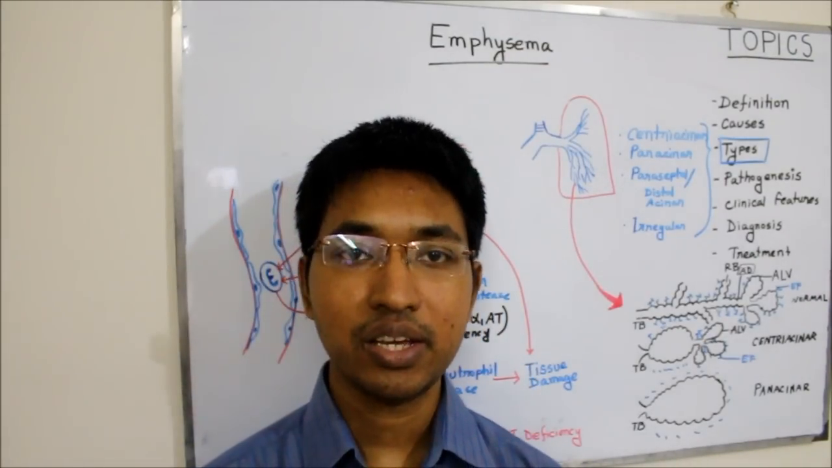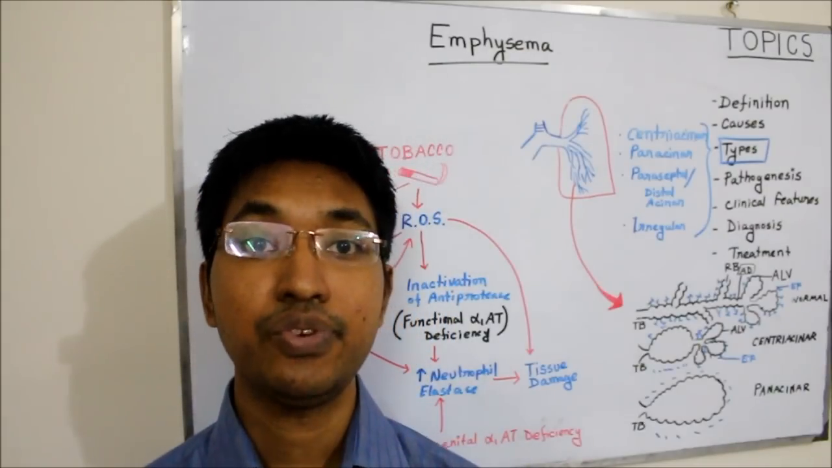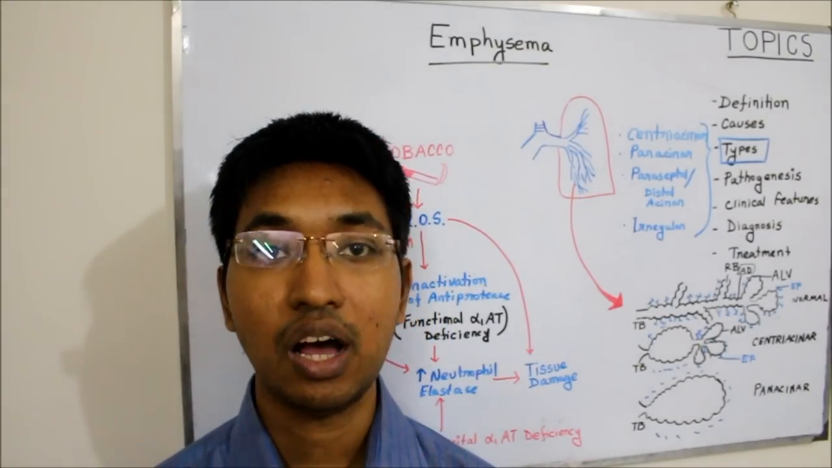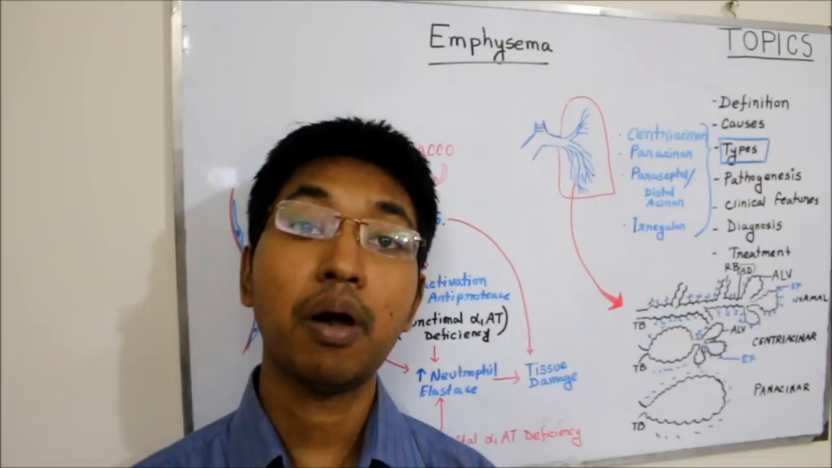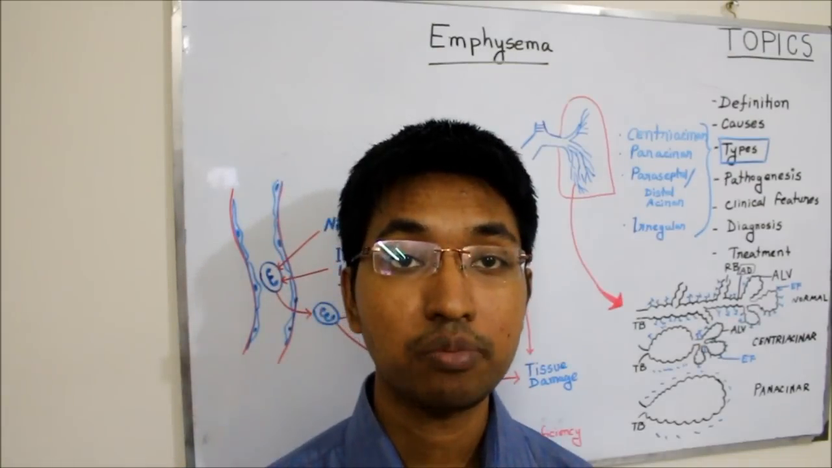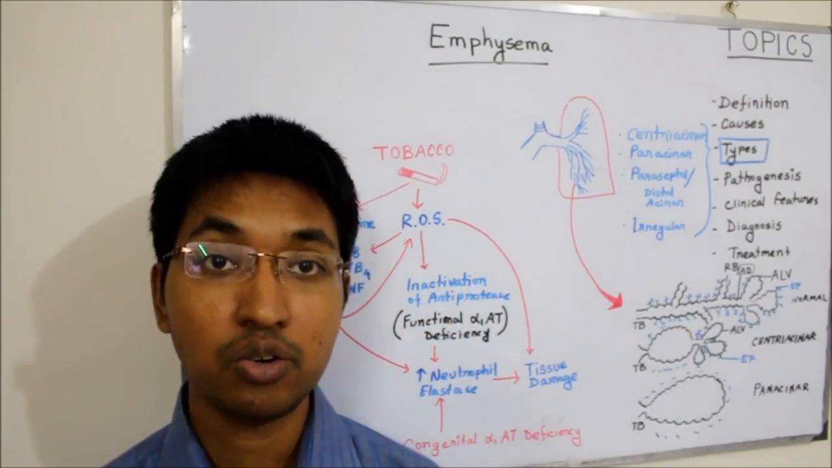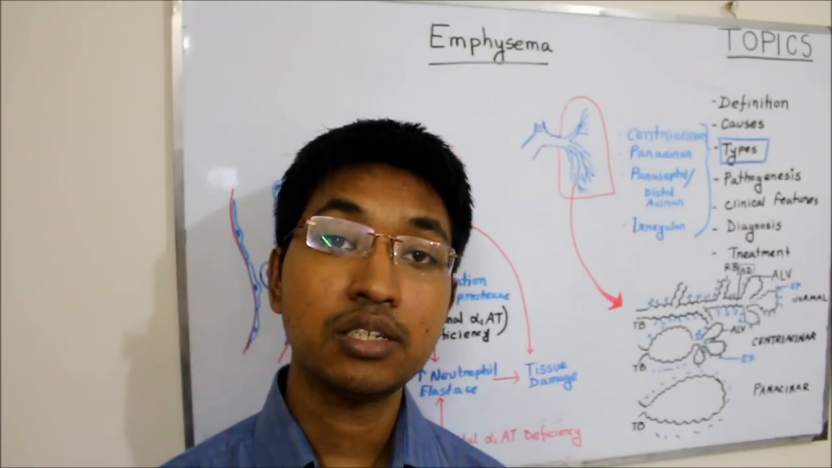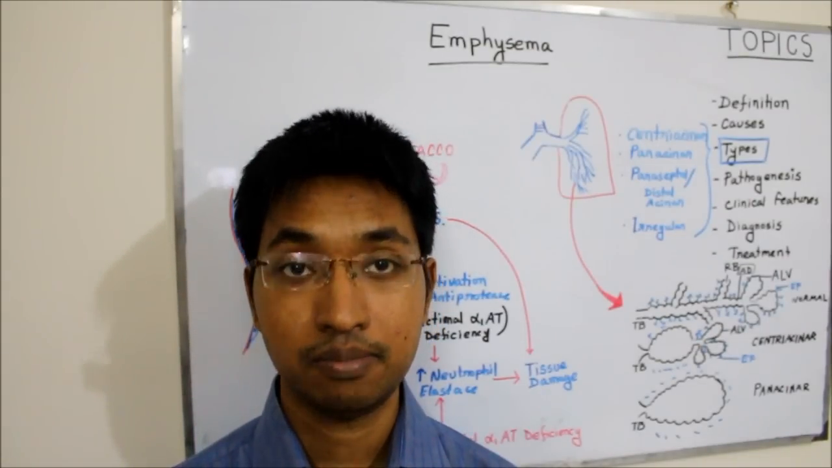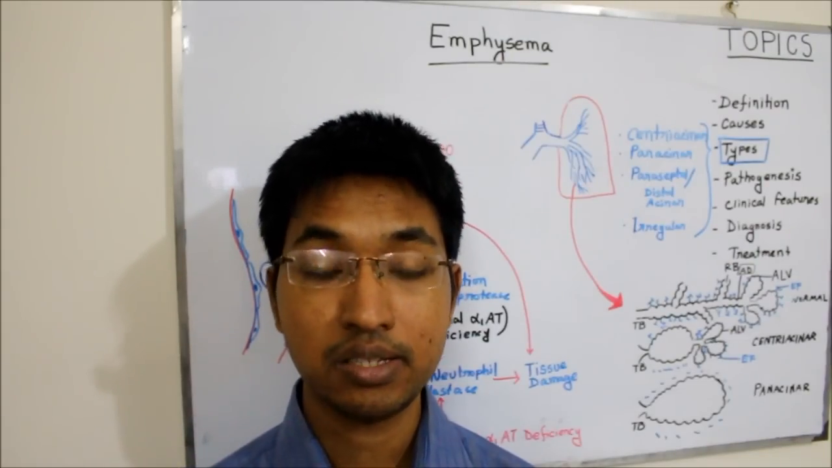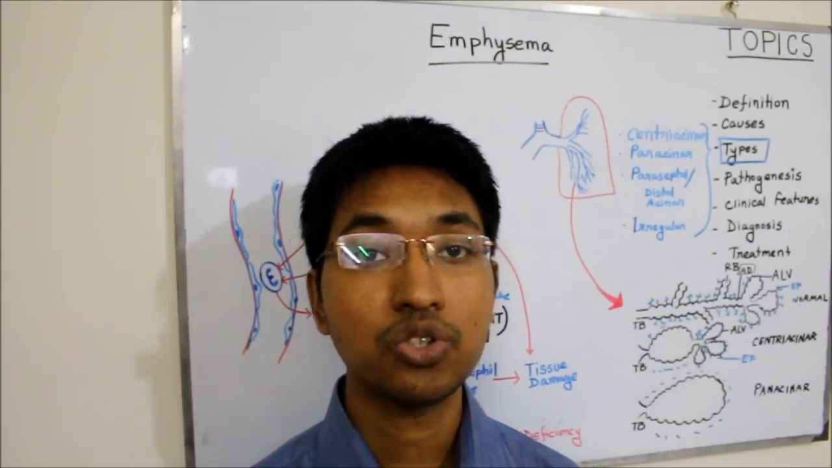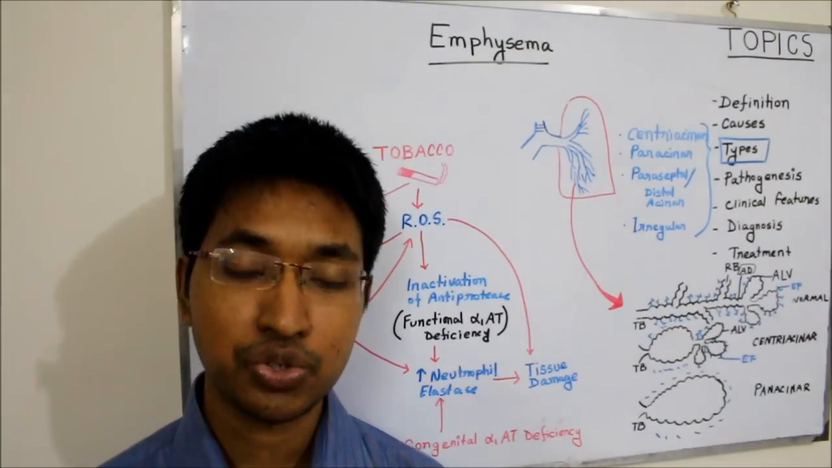Okay, so what did I say in the first line? Emphysema is a condition of the lungs characterized by irreversible, that means permanent, enlargement of the air spaces. And where does this enlargement take place? This enlargement of the air space is occurring distal to the terminal bronchioles.